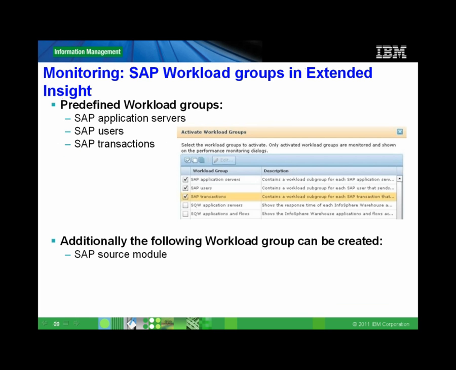Opening the Extended Insight dashboard, you see different views on the data. For SAP systems, InfoSphere Optim Performance Manager offers 3 predefined workload groups: SAP Application Server, SAP Users, and SAP Transactions, which you can activate. I recommend that you create in addition a 4th workload group for the SAP source modules, which will group the workload by the SAP source module.